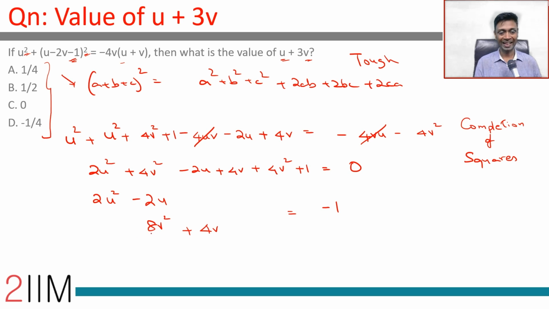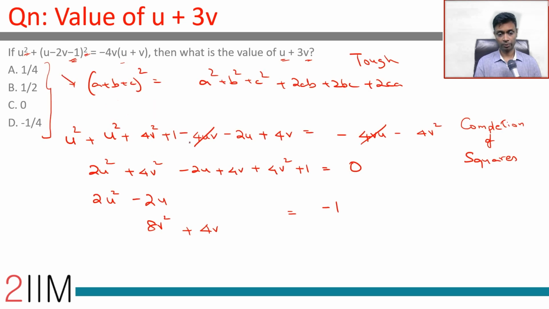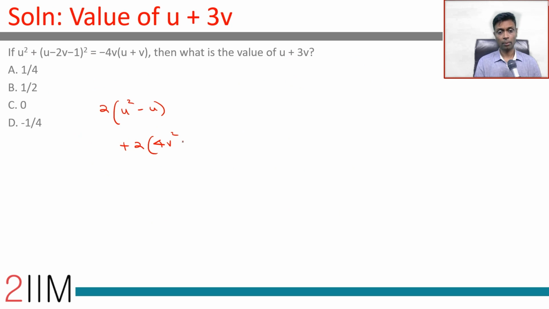Right? So 8v square is not anything square. Fine. 2v the whole square is 4v square. U square is root 2u the whole square. So I'm going to take out a 2 from here and a 2 from here and then try to simplify this. So what have we got here? 2 times u square minus u plus 2 times 4v square plus 2v equals minus 1.